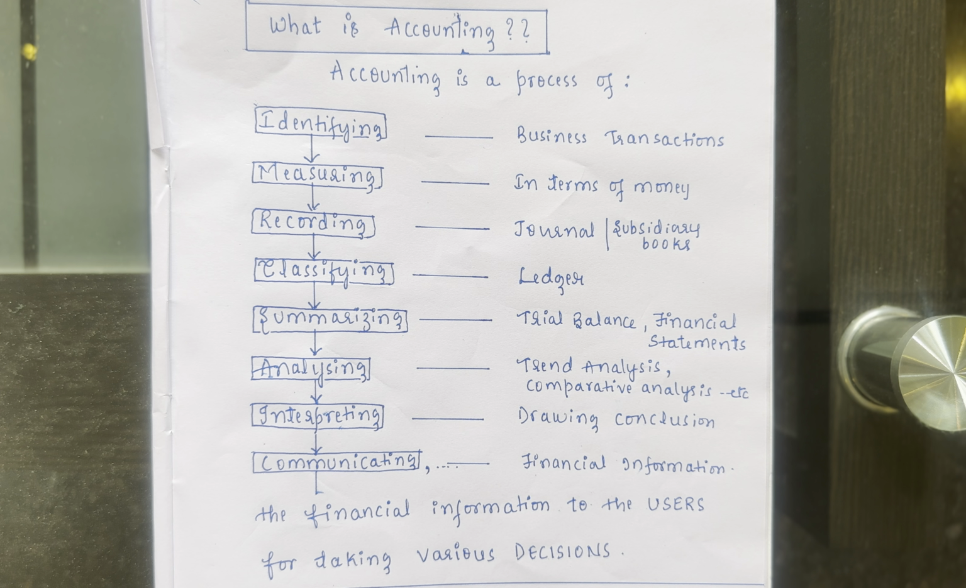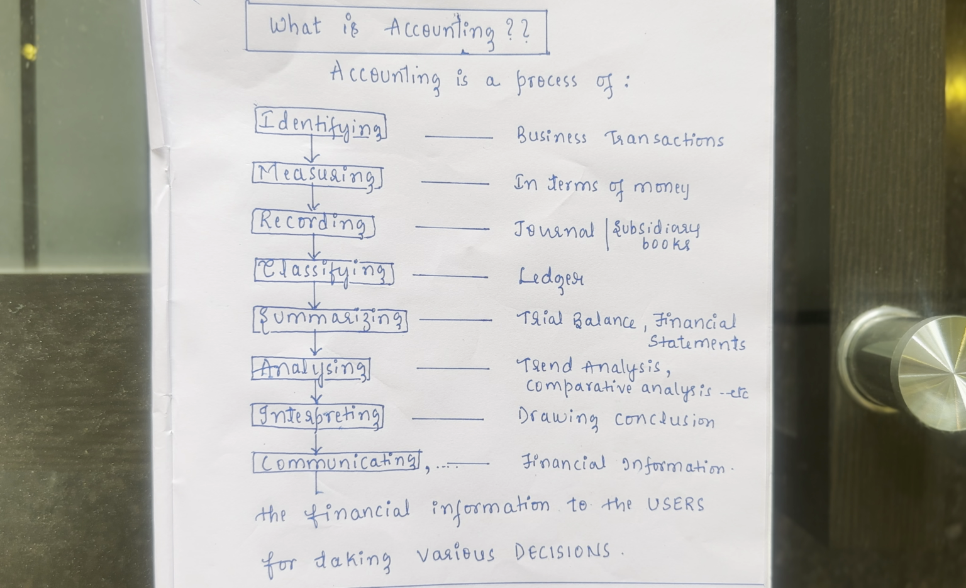Likewise, you have a bills receivable book, bills payable book, journal proper. All this you will be learning later. For the time being, I just said you'll be recording all the transactions either in journal or subsidiary books. Going further, that is about classifying. We classify in the form of ledger.